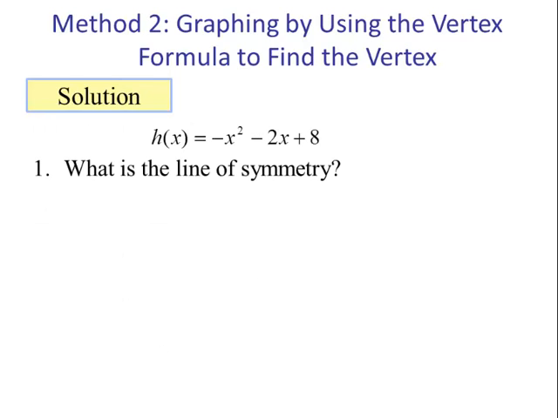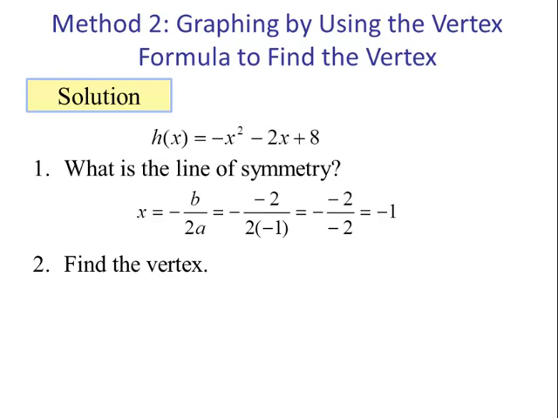So number 1, what is the line of symmetry, or what is the axis of symmetry? Again, we use our formula x equals negative b over 2a. A in this case is negative 1, b is negative 2, and c is 8. Substituting a and b into our formula, we have negative negative 2 divided by 2 times negative 1. This becomes 2 divided by negative 2, which gives us negative 1. So the axis of symmetry is the vertical line x equals negative 1.